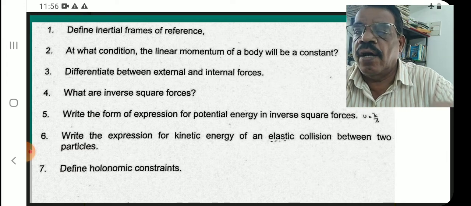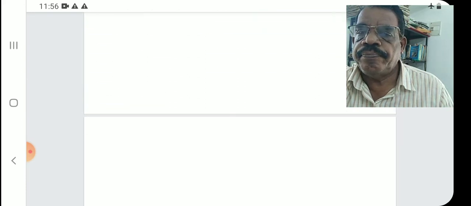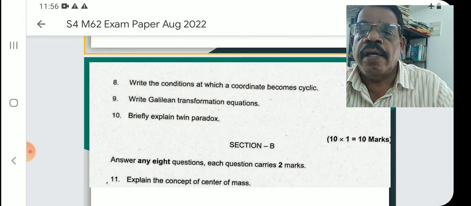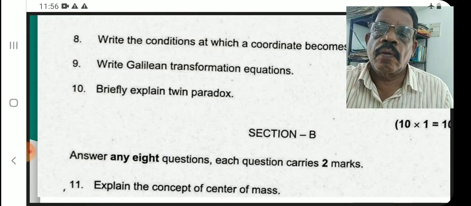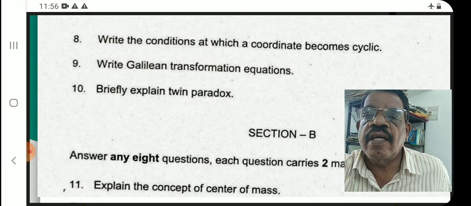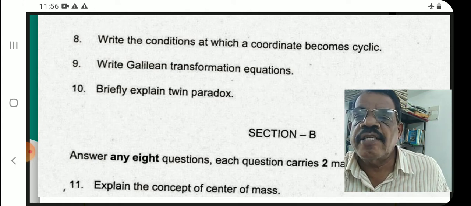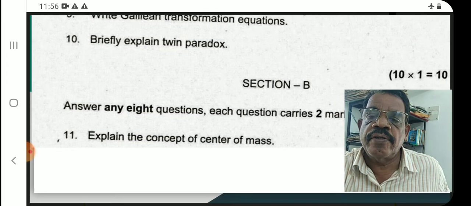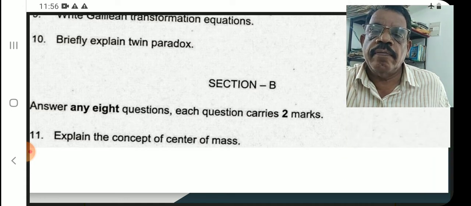Define holonomic constraints. Number 8. Write the conditions at which a coordinate becomes cyclic. Number 9. Write the Galilean transformation equations. Number 10. Briefly explain twin paradox. 10 into 1, 10 marks. Section B.